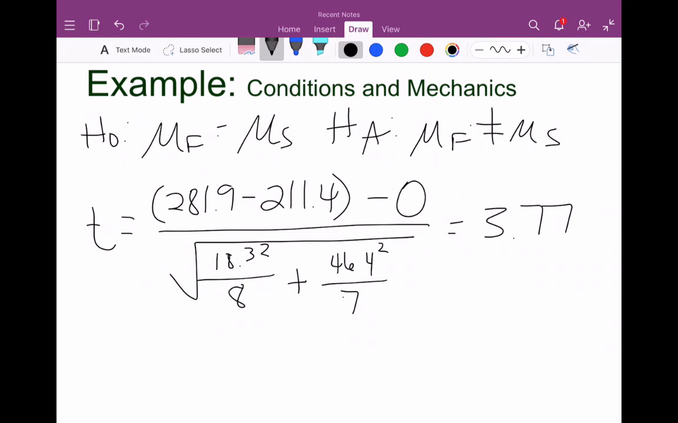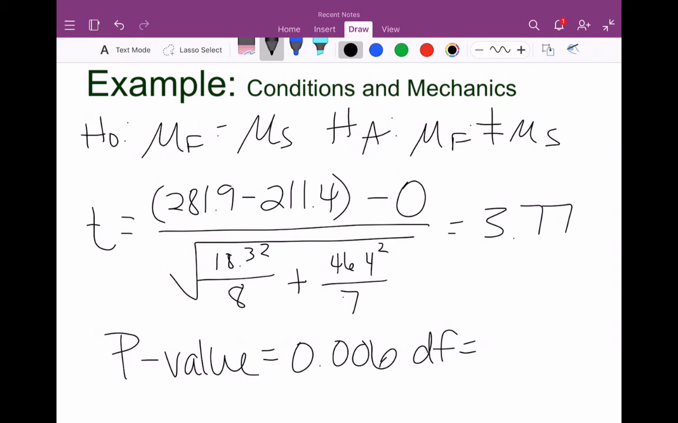Again, that's a fairly high t-score, so again, we're probably going to have a fairly low p-value. And in this case, the p-value is 0.006, and that is with the degrees of freedom of 7.62. And it's based off of a two-sided diagram again. And again, because our p-value is low, we reject our null hypothesis. So again, in our conclusion, we're stating that we're rejecting.